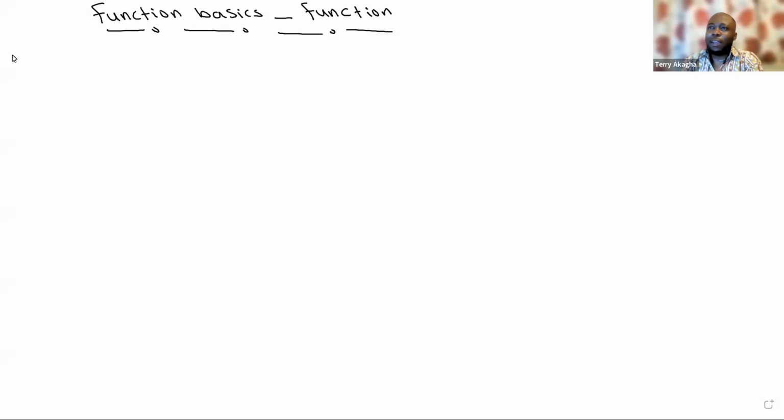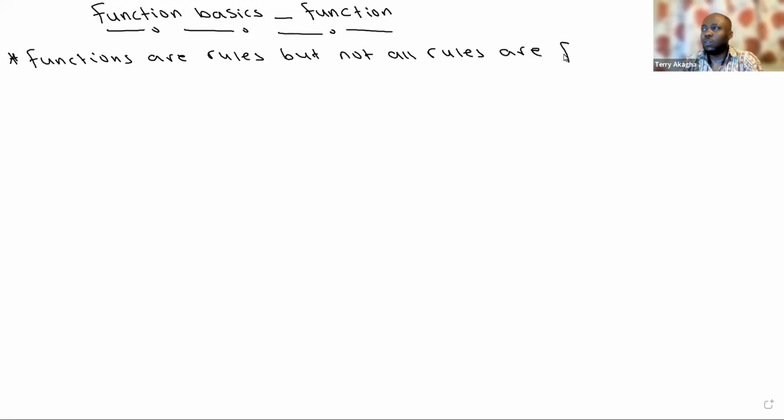So let me write it down here. Functions are rules, but not all rules are functions. Interesting. I know some of you will be asking, Terry, what do you mean by this?